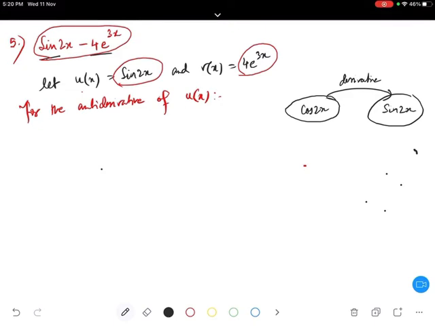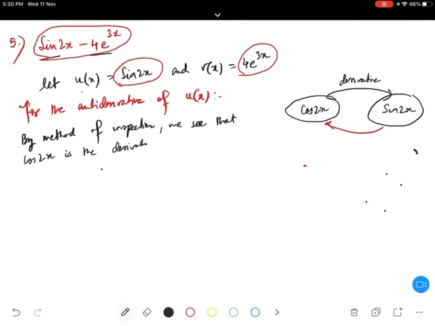But we need to find the antiderivative of sin 2x. So what do I have to do? I need to go in the opposite direction. So let us do it. Here I will write, by method of inspection, we see that sin 2x is the derivative of cos 2x.